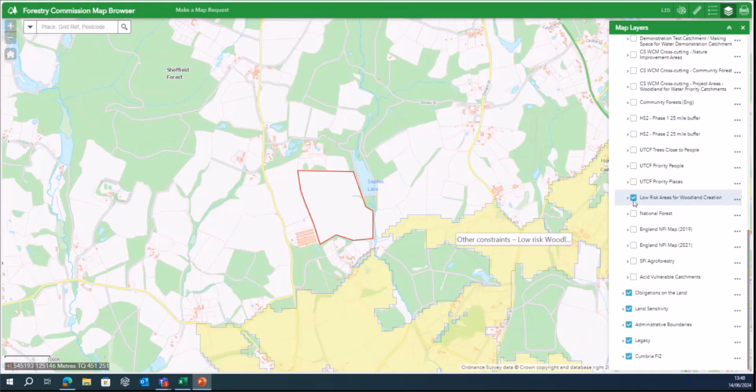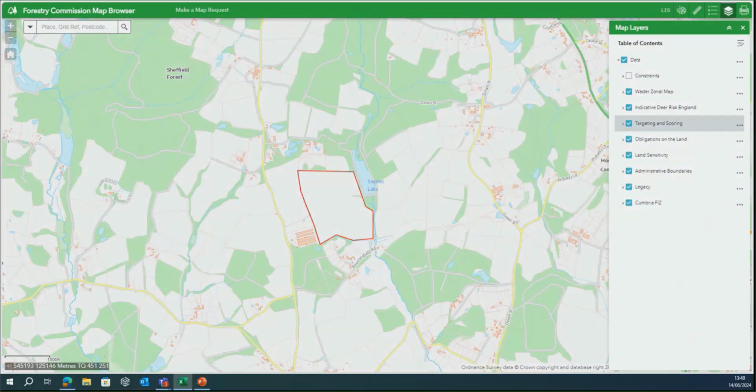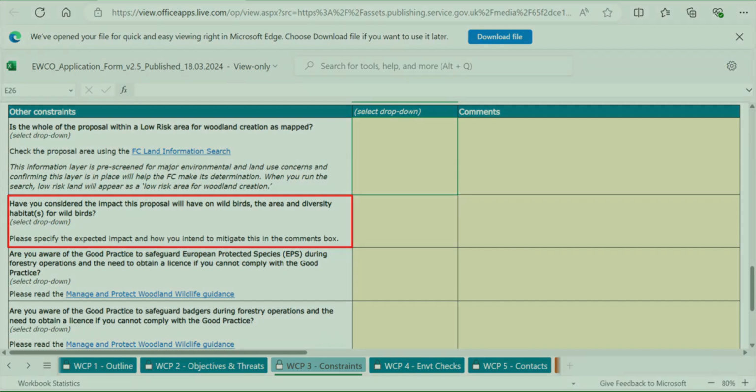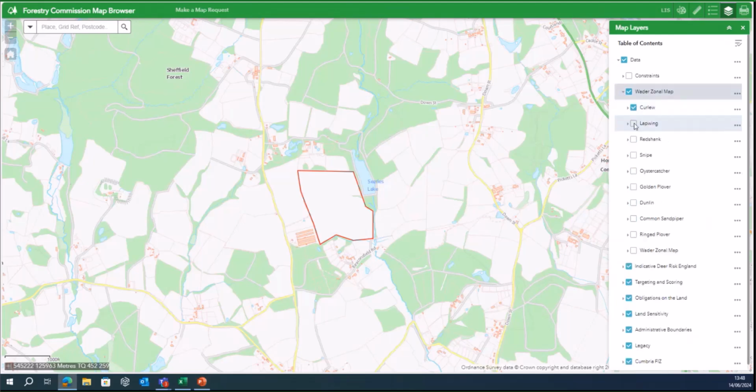So the next constraint in the WCO form is considering the impact this proposal will have on wild birds, areas and the diversity of habitats for wild birds nearby. Same as before, it's the yes or no and then some comments. You're looking to go into the wader zonal map, going on this drop down and clicking on all of these.